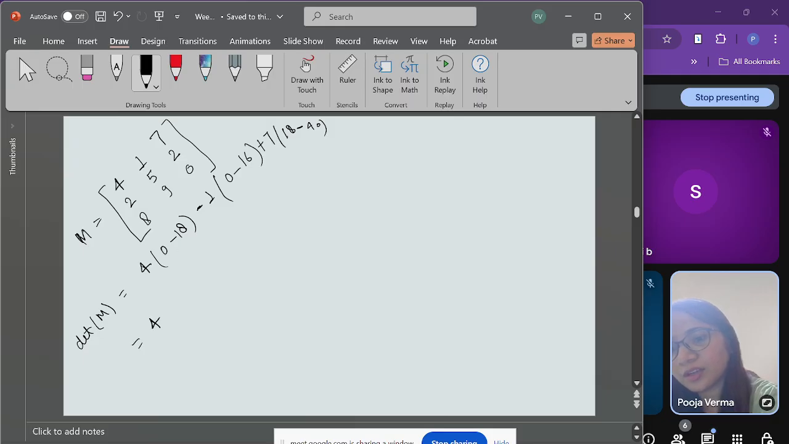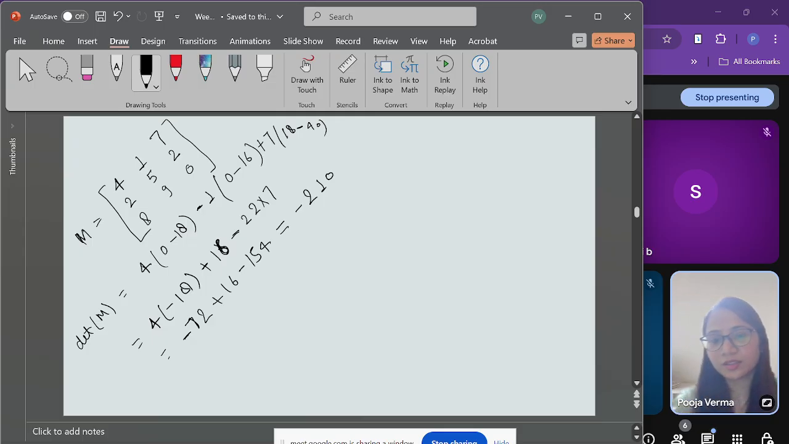So here we will get 4 into minus 18 minus 1 into 16. So I can write it here directly: plus 16, plus 18 minus 40. What will you get? 18 minus 40, what will be the value? Student: 22, ma'am. Yes, 22 into 7, so just multiply, right? Minus 72 plus 16. So this is the 154 value. What will be the final one? You will get minus 210, right? Just calculate and let me know. This is the value you will get, minus 210.